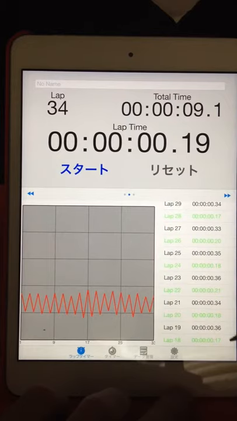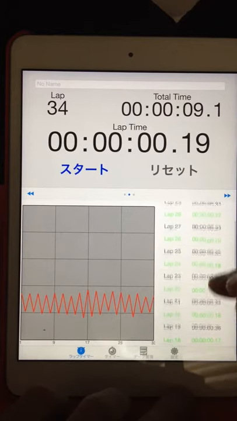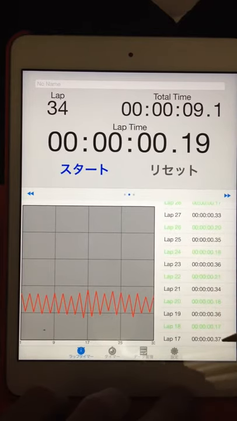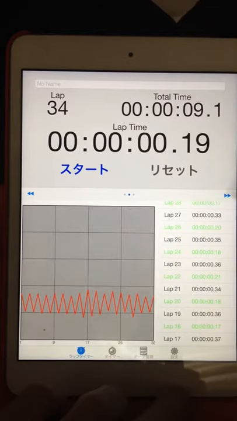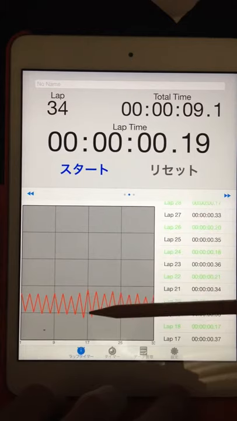70. Difference is 20. It means 200 milliseconds divided by 5, 4 equals 37% bounce.